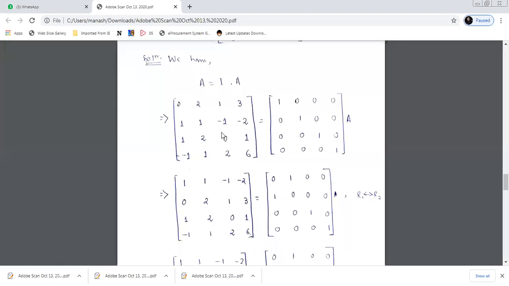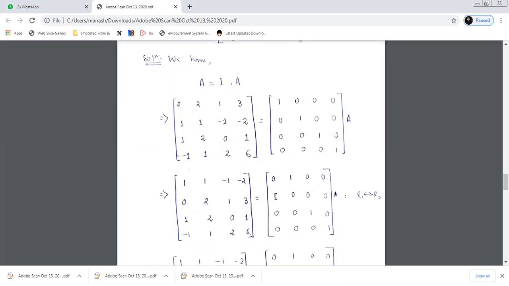So what we have done, we interchanged row 1 with row 2. See here, in place of row 1, we put row 2: 1, 1, minus 1, minus 2. And in place of row 2, we put row 1: 0, 2, 1, 3. Clear? We put row 1: 0, 2, 1, 3.